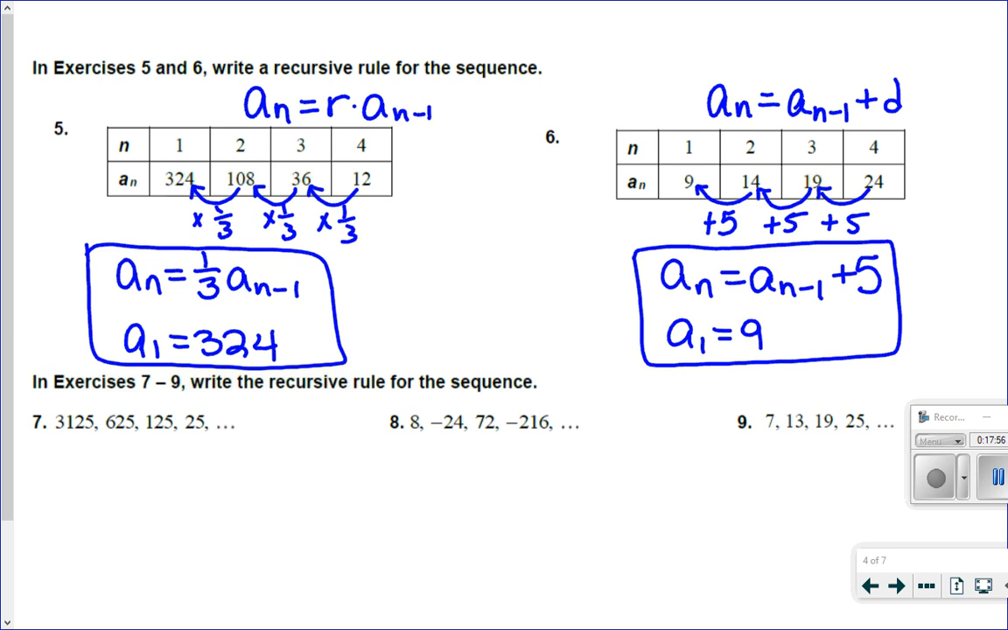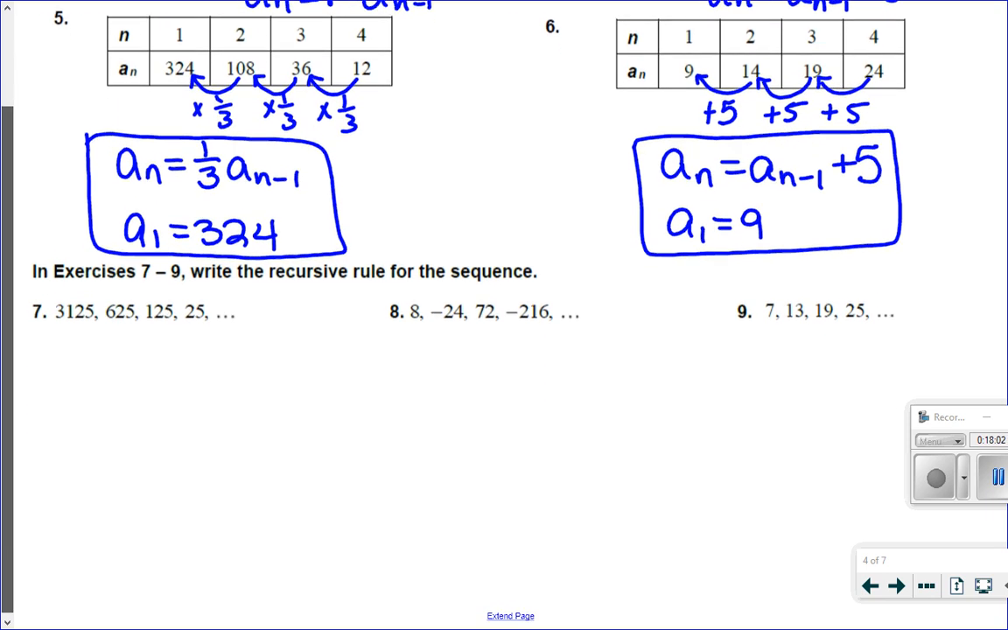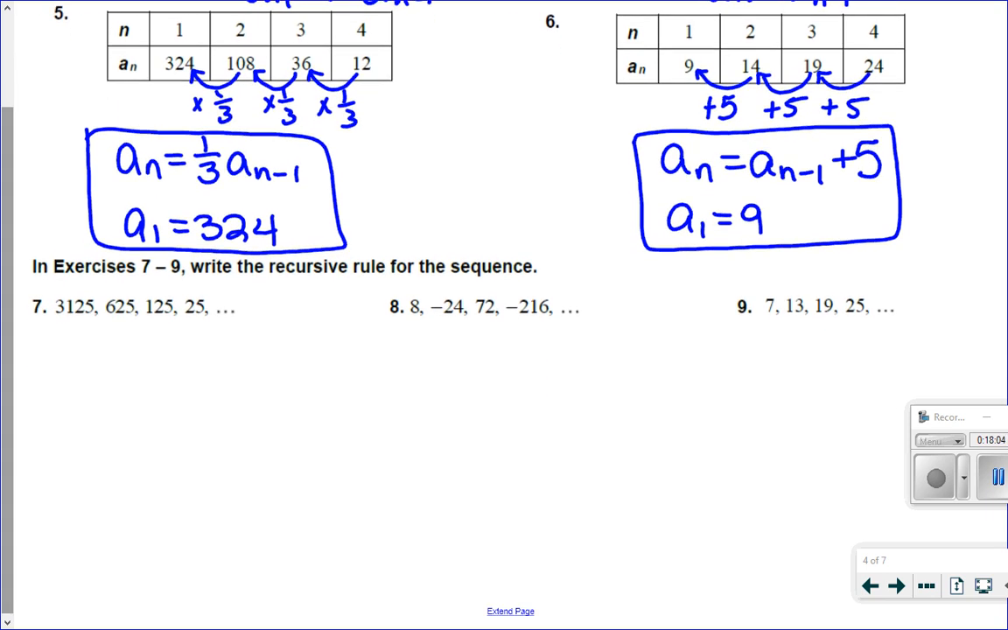And you should be able to do that whether it's in a table or just as a list, as long as you can identify the first term and either R, the common ratio, or D, the common difference, you can write the recursive. It's actually simpler than what we were doing before. So check this one out. Obviously, the differences are not the same, so I would look for common ratios here.